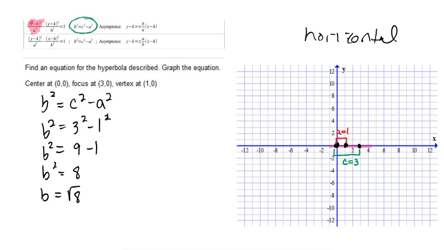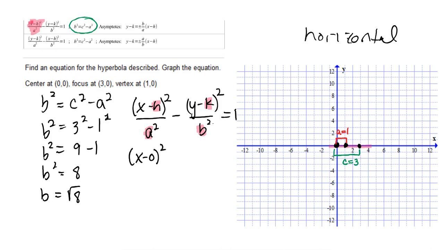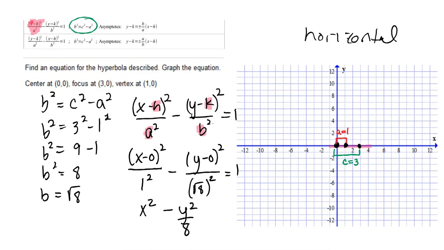I can write the equation of the hyperbola now. So using the template for the horizontal orientation, I have (x minus h) squared over a squared minus (y minus k) squared over b squared equals 1. Our center is 0, 0, so h and k will be filled in with 0. A is equal to 1, and b is equal to the square root of 8. So we have (x minus 0) squared over 1 squared minus (y minus 0) squared over the square root of 8 squared equals 1. And that simplifies to be x squared minus y squared over 8 equals 1.